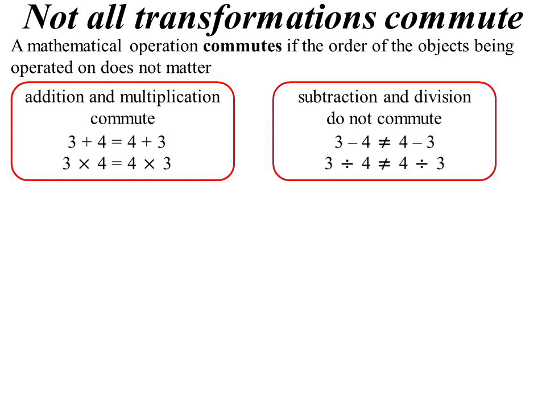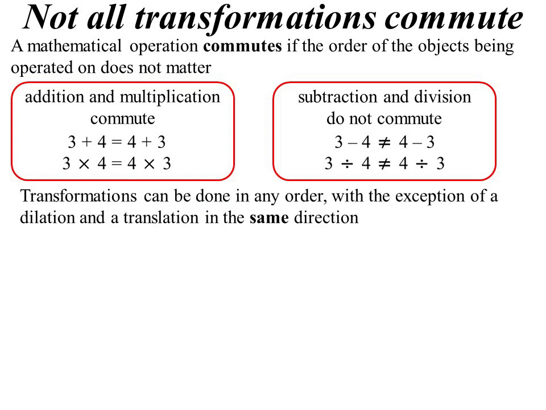Subtraction and division do not commute. 3 minus 4 would not be the same as 4 minus 3, and 3 divided by 4 is not the same as 4 divided by 3. So they're the basic operations and what we're talking about with commuting. Well, transformations. Transformations do commute with an exception. Dilation and translation in the same direction.